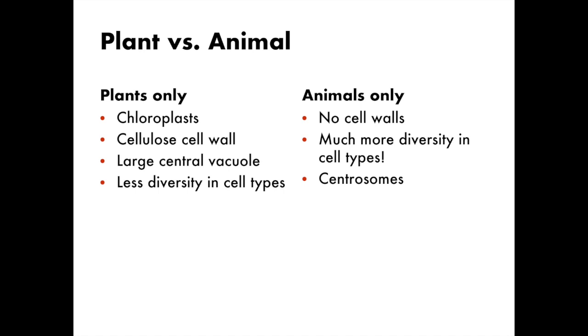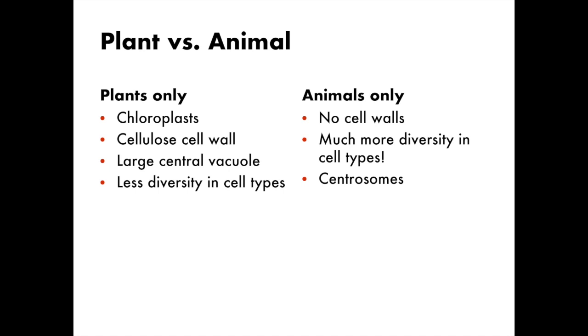Animals have no cell walls, but a whole lot more diversity in cell types. Just in your own body, you have on the order of 200 different types of cells. So many different types of cells that make up your skin, your heart, your lungs, your liver, your eyes. So much diversity in different types of cells in animals. And then centrosomes. Animals have centrosomes while plants don't. Again, mitochondria in both. That's very important.